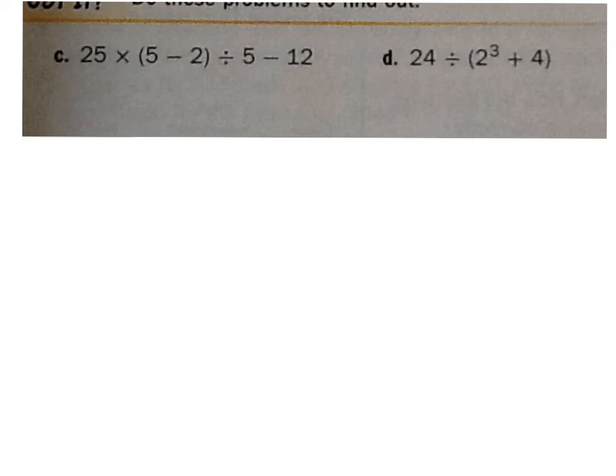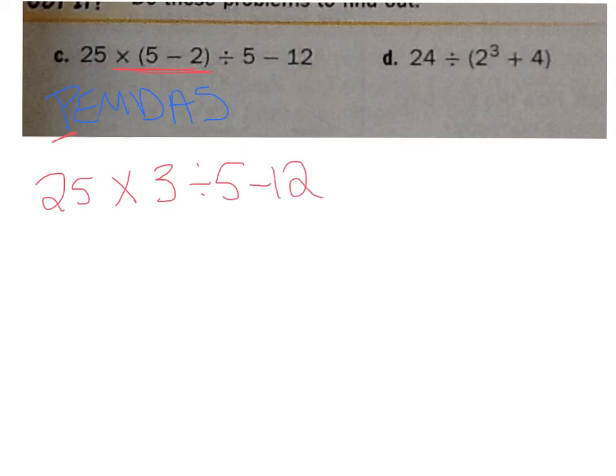You can follow along with me on page 443. This is letters C and D. Now, again, we're going to remember PEMDAS. Okay, PEMDAS says the first thing we're going to do is parentheses. So notice right here I have a parentheses. So I'm going to copy everything else down. And I'm going to take 5 minus 2, which I know is 3. Okay. After that I have exponents. Well, I have no exponents in this problem, so I'm going to move on.